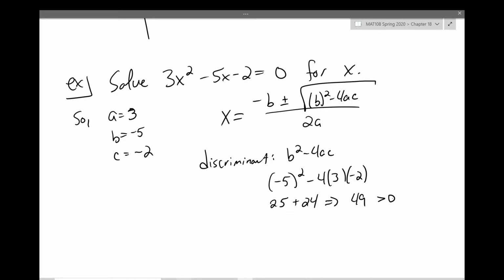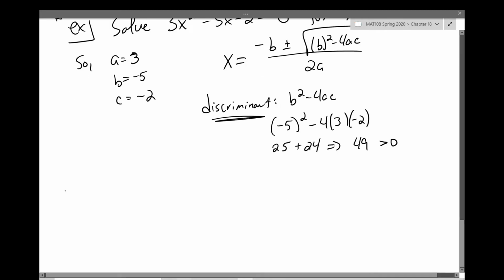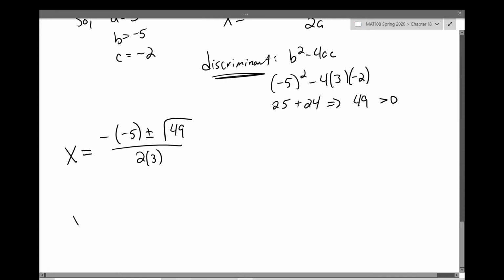So not only am I going to do the quadratic formula, I'm also going to graph it for you. x equals negative, make sure you put the parentheses here, negative 5, plus or minus the square root. Since we've already calculated the discriminant, we can just put the square root of 49 there, all divided by 2 times 3. So that's going to give me x equals 5 plus or minus 7 all over 6.